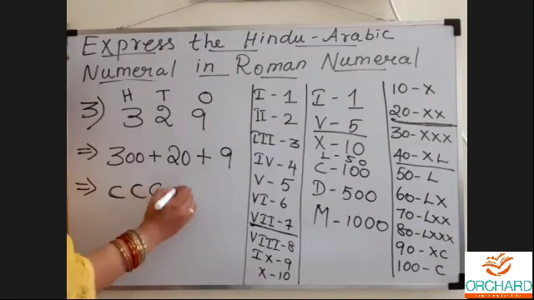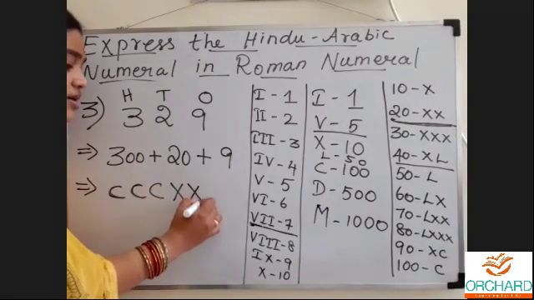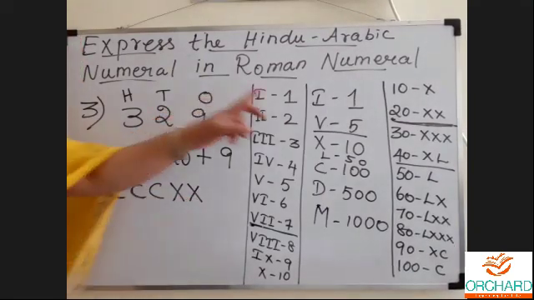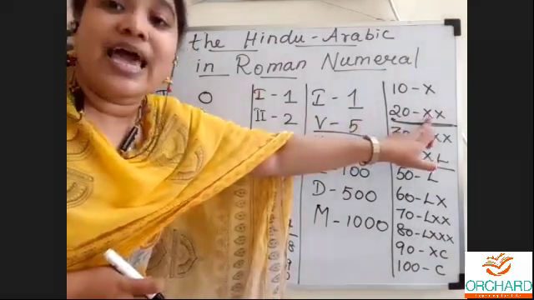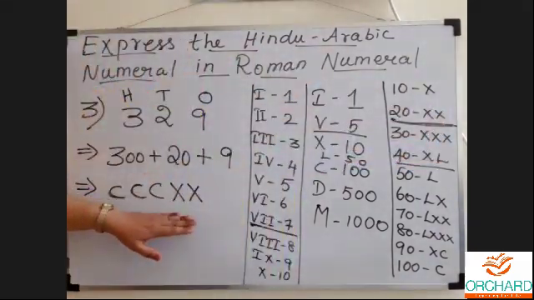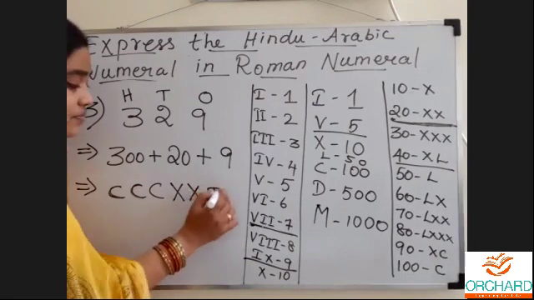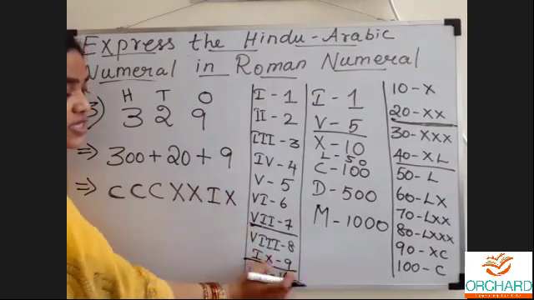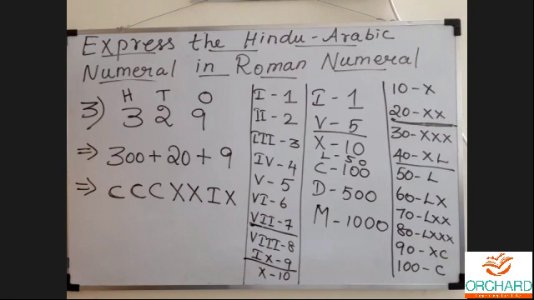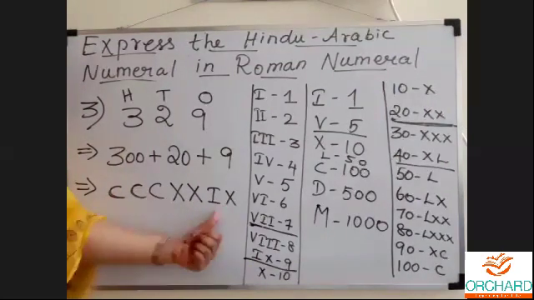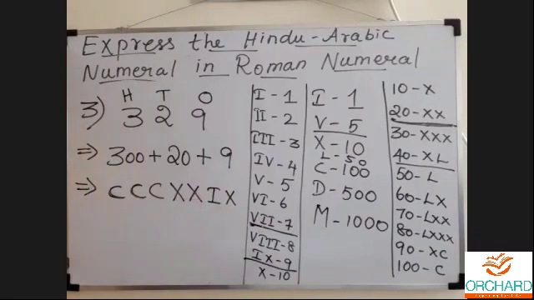When you are typing, please check it once again and then type it. Okay? Here, 20 can be expressed as XX. Okay, very good. XX. And 9 can be expressed as IX. So 329 can be expressed in Roman numeral as CCCXXIX. Is it clear, children?